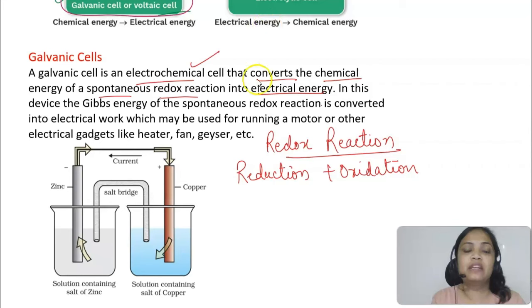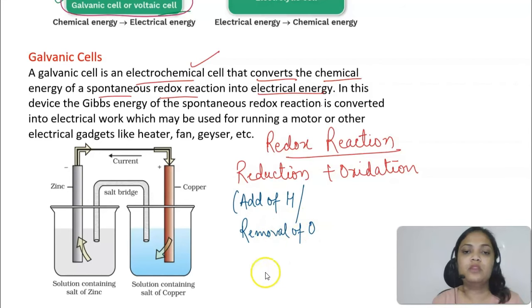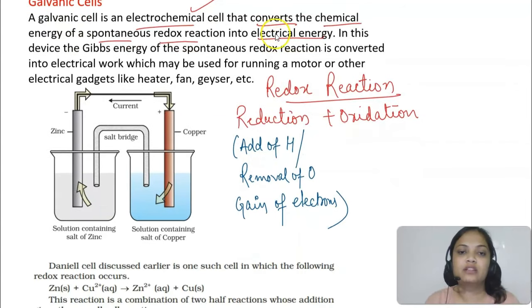Okay, now there are many definitions for reduction and oxidation. I'll recall for you. So reduction means either there is an addition of hydrogen or removal of oxygen. Or in terms of electrons, whenever there is a gain of electrons, we call it reduction. Okay, students, so these are the three things which we call reductions.